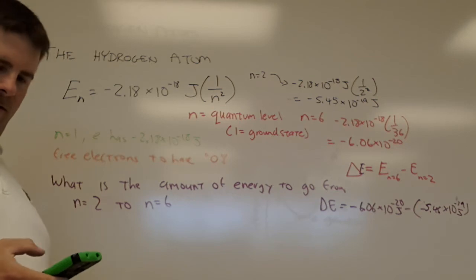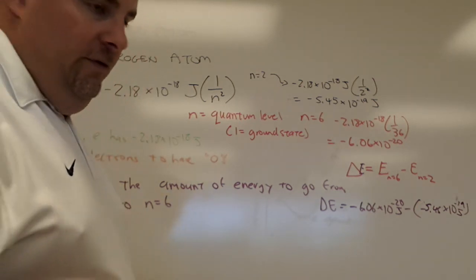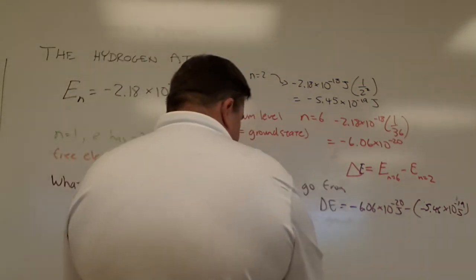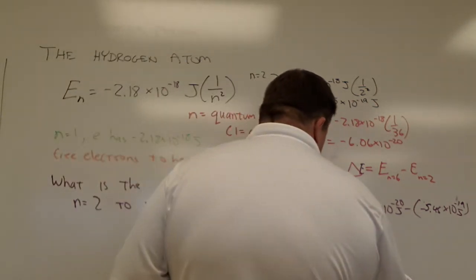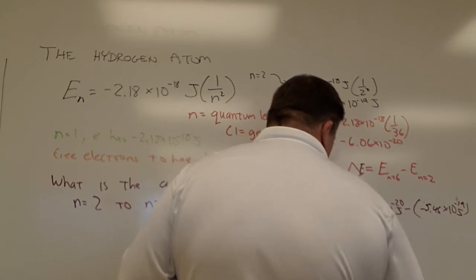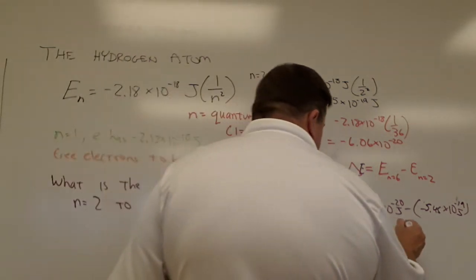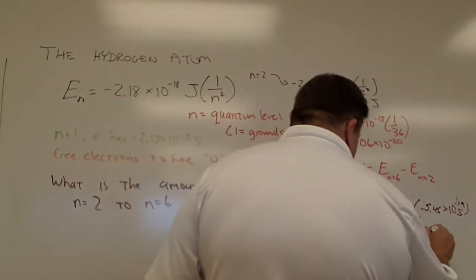All right, and what we end up with is a value of 4.84 times 10 to the minus 19. And this is joules. This is the amount of energy. This is the light that we're going to be using to get there. So that's equal to E.